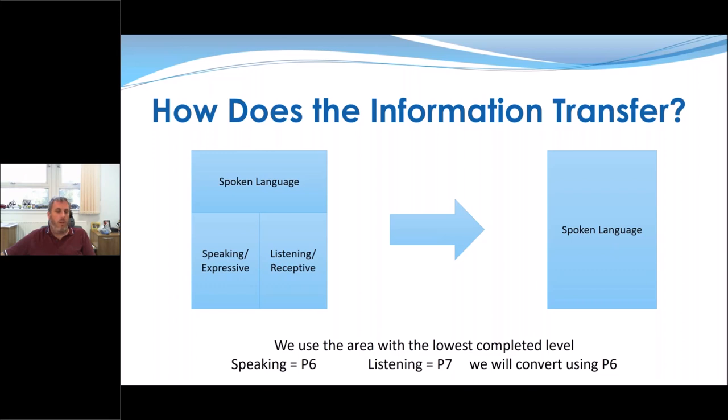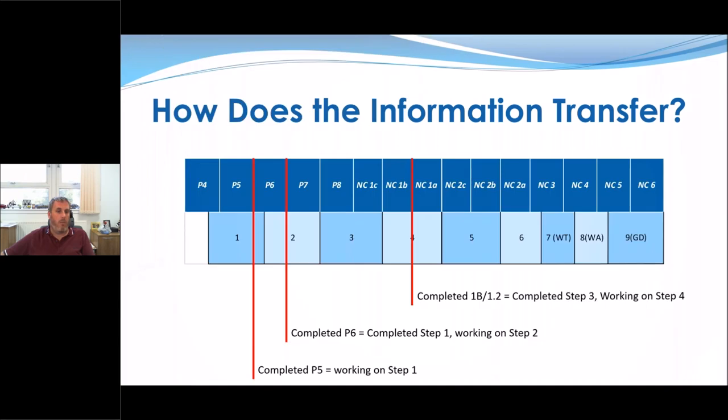So if I've got a pupil working in the P levels and they've achieved P6 in speaking and they've achieved P7 in listening, then the lowest level is P6. So we'll use that P6, and going back, achieving P6 will give us step 1 in spoken language, and they're working on step 2. Okay, so that's the kind of process we go through.